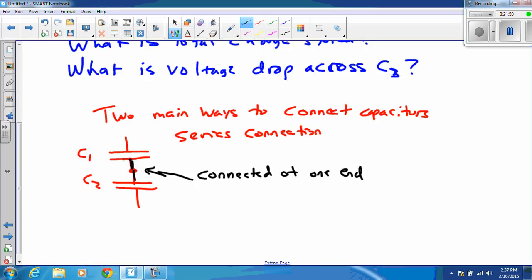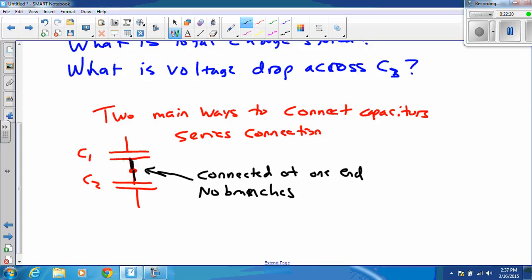If you'll allow me to call this one top and that bottom, and this top and that bottom, the top is connected to the bottom with no branches off to the side. In other words, there are no wires or other circuit elements attached in between. So C1 is connected to C2.